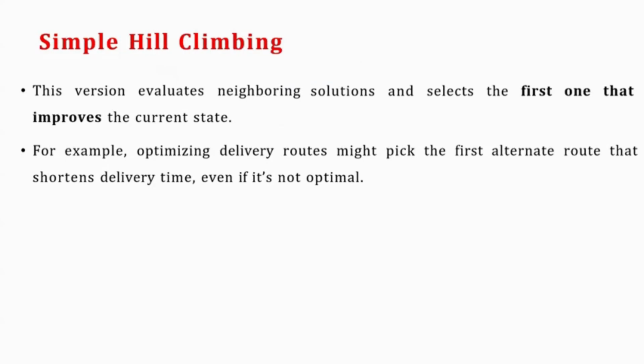Simple hill climbing is a version that evaluates the neighbor solutions and selects the first one that improves the current state. For example, optimizing delivery routes might pick the first alternate route that shortens delivery time, even if it's not optimal. We can consider this the most basic form: it evaluates the neighbor states one by one and moves to the first neighbor that provides an improvement over the current state, right? It is fast but might not find the steepest ascent.